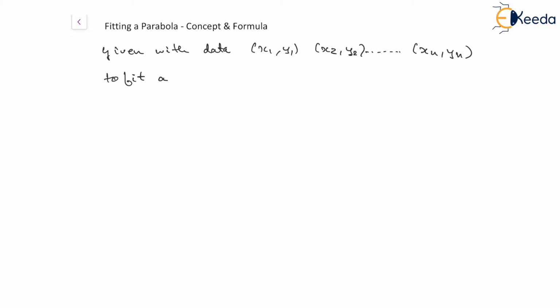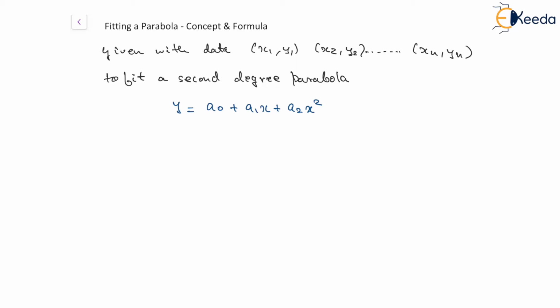To fit a second degree parabola for the following data already given here, we can assume that there is an equation y, which is given as a0 plus a1x plus a2x square.